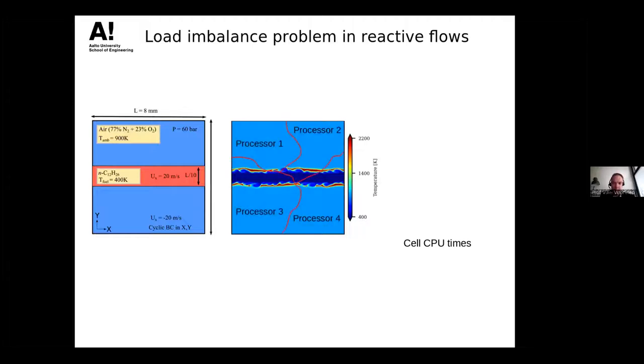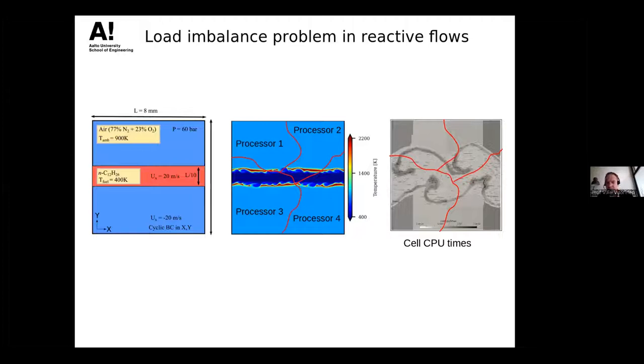But now when you do a domain decomposition of this, suppose you have four processors, you see that different parts of this domain are not in balance regarding the chemistry source term evaluation. So there are parts which are, let's say, almost idle. They are not doing anything, very little chemistry happening. And some parts where most of the chemistry is happening, for example, at processor three. So how to avoid this load imbalance?